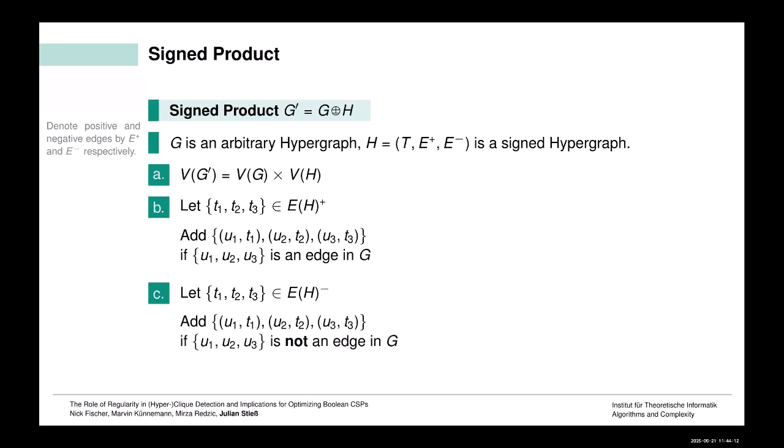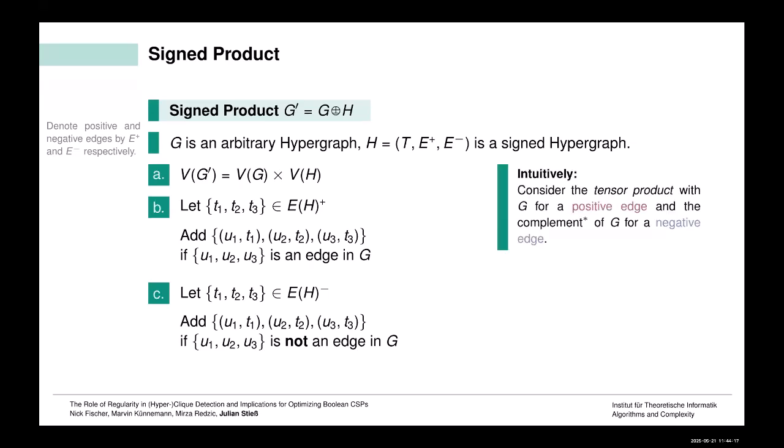So if I can give intuition, maybe it helps, maybe not. The idea is basically that we're doing the tensor product of G when we're considering the positive edges, and we're doing the product with the complement graph of G if we're considering negative edges. And one thing that's also notable here is that those U1, U2, U3 are not necessarily distinct. So for example, if I have some negative edge T1, T2, T3, then we can also connect to, for example, (U1, T1), (U1, T2), and (U1, T3), which I hope I can show you in some small example.